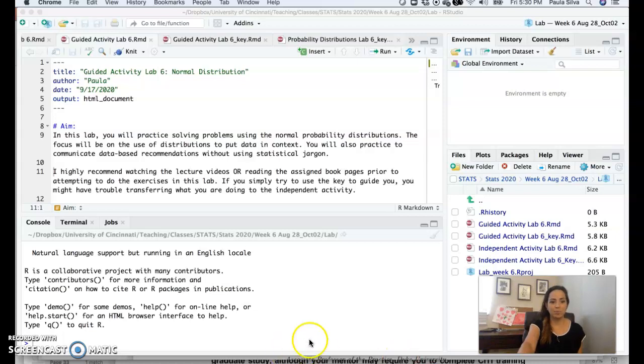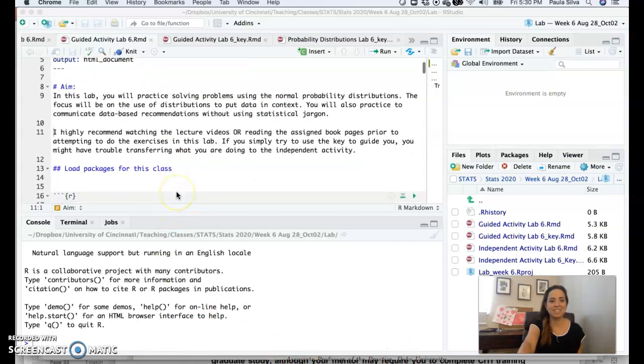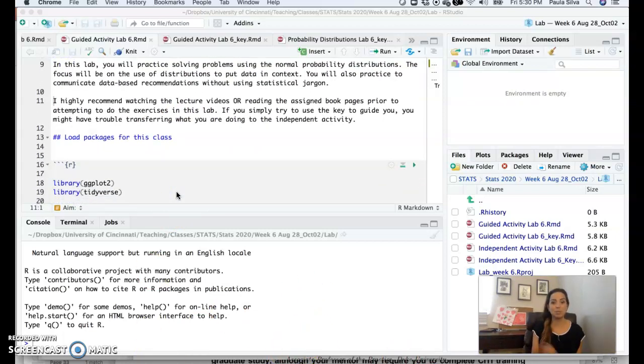So let's go. The aim of this lab: in this lab you will practice solving problems using the normal distribution. The focus will be on the use of distributions to put data into context. You will also practice to communicate data-based recommendations without using statistical jargon.